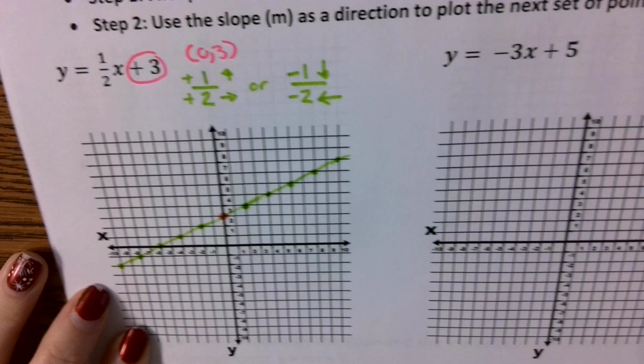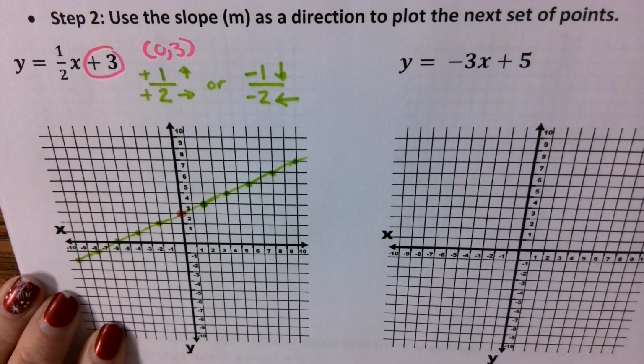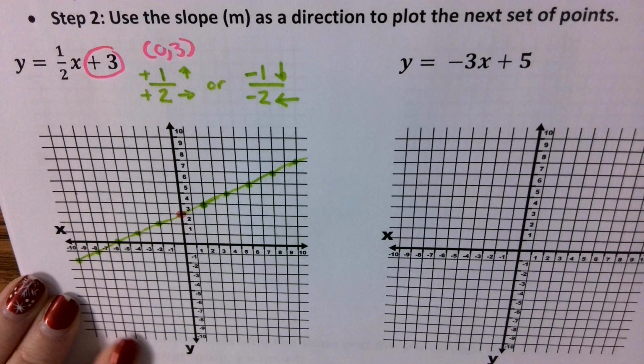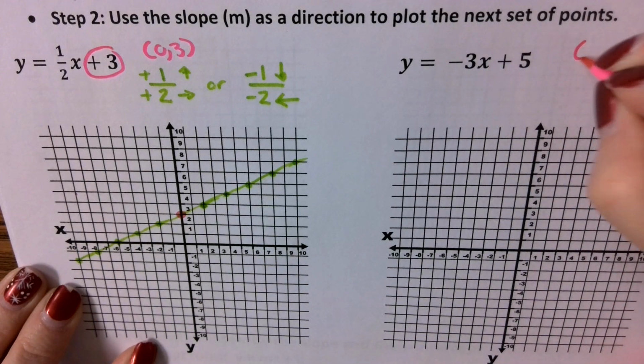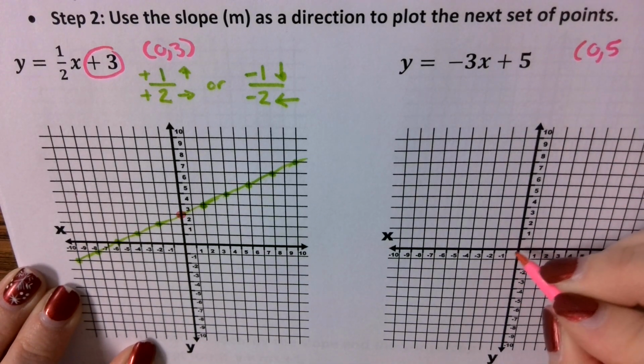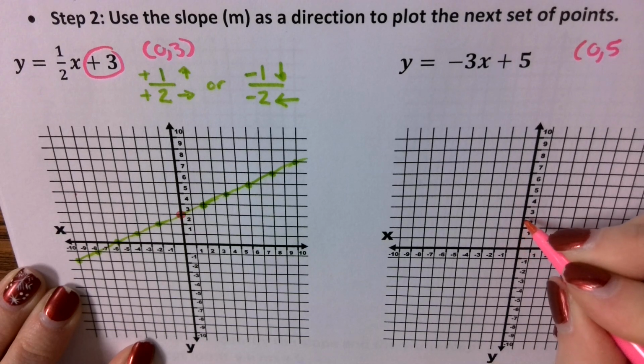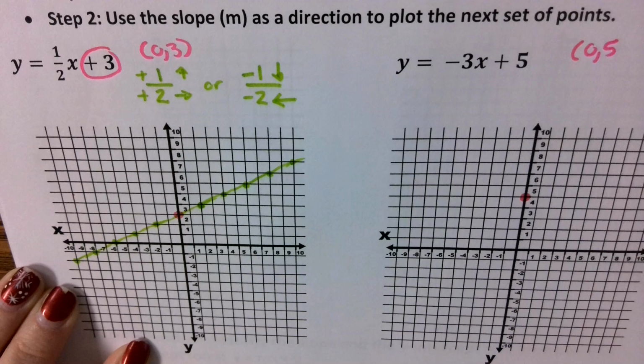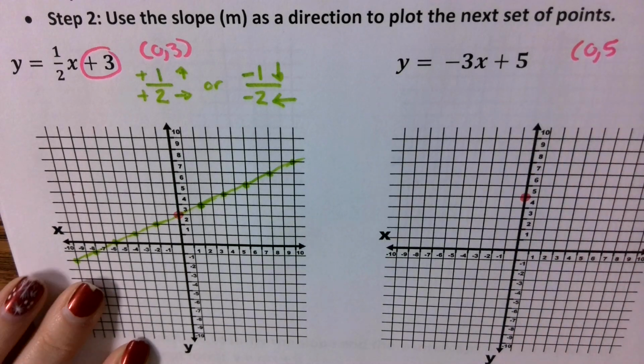Okay, let's take a look at the second problem. We have negative 3x plus 5. So again, first thing we're going to do is plot our y-intercept. What's our y-intercept here? 5. So as a point, it's 0, 5. So we're going to start at 0, go up 5, 1, 2, 3, 4, 5. So here's 0, 5.